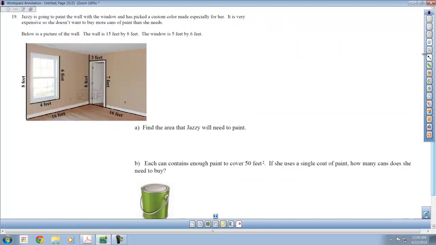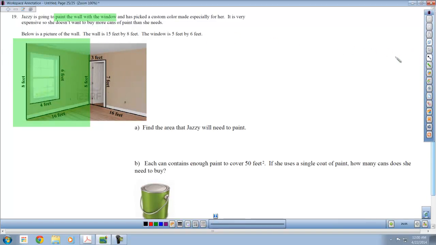Number 19 says Jazzy is going to paint the wall with the window, and you will need to pay attention. We've got two walls up here, but the person in your problem will not be painting both of them. Pay attention. This time it says she's painting the wall with the window, so that is this wall over here. She's not painting this wall or the ceiling or the floor, just this wall.